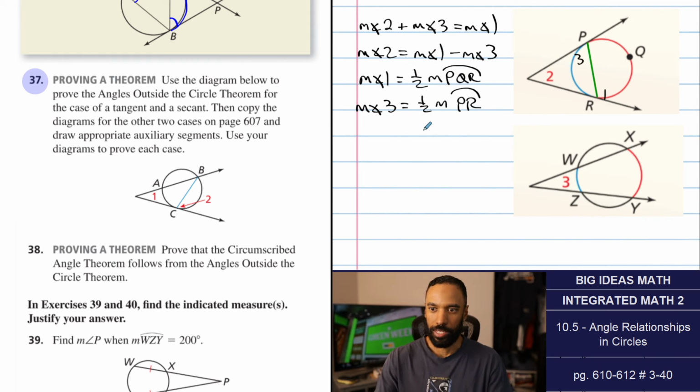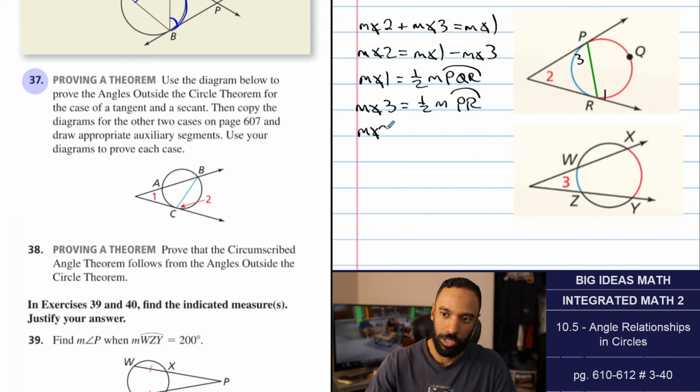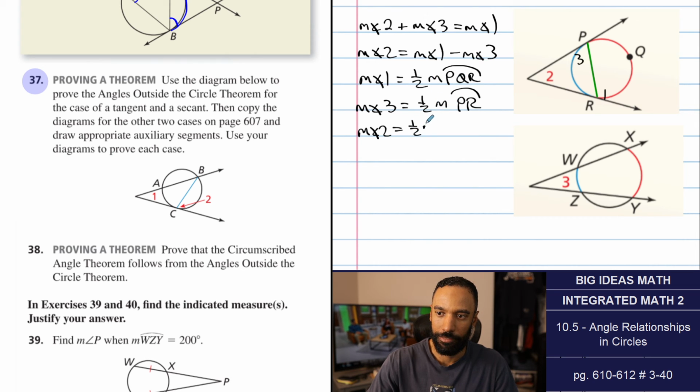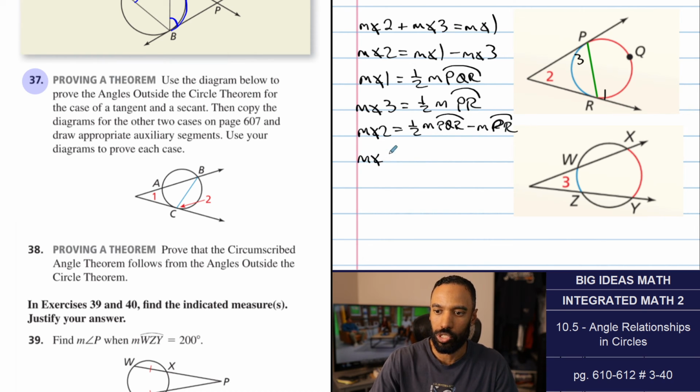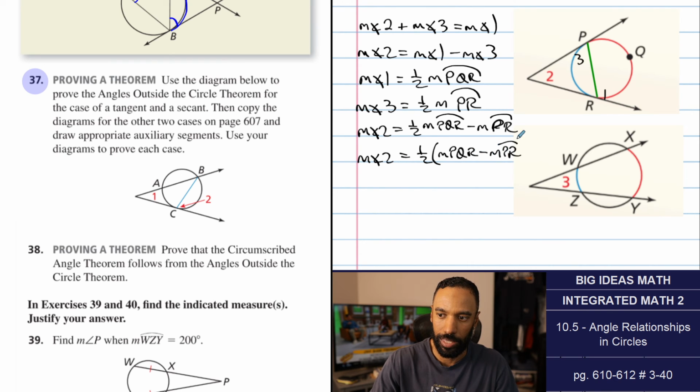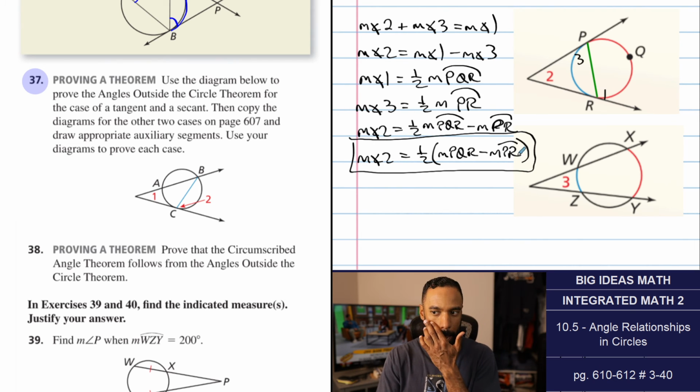So now that we can substitute, measure of angle 2 is that minus that, so half of measure of arc PQR minus measure of arc PR. It's nice when they kind of have the same proof concept over and over, so I can just do it over and over. Measure of angle 2 is half of, factor, measure of arc PQR minus measure of arc PR, like that. So there's that one out of the way.